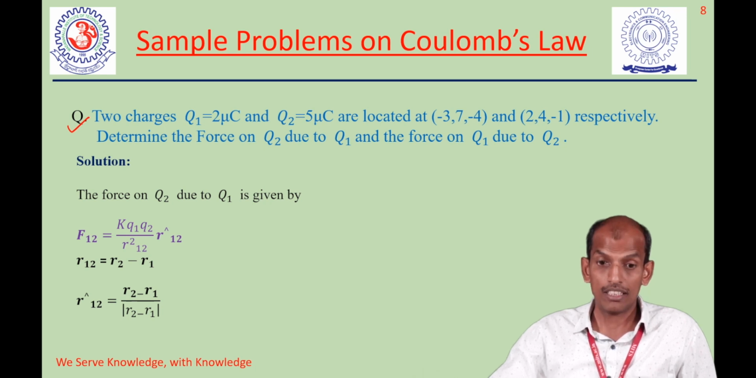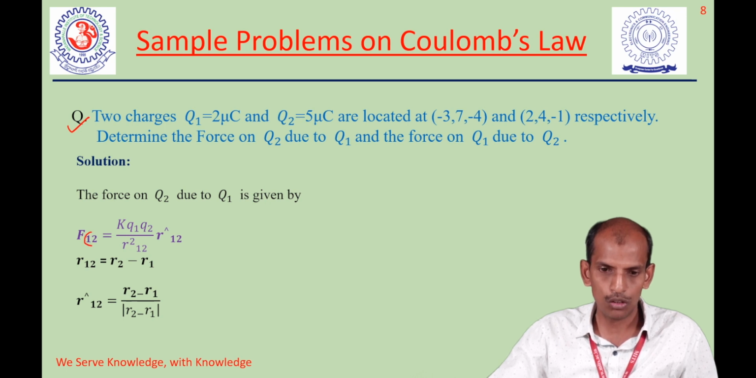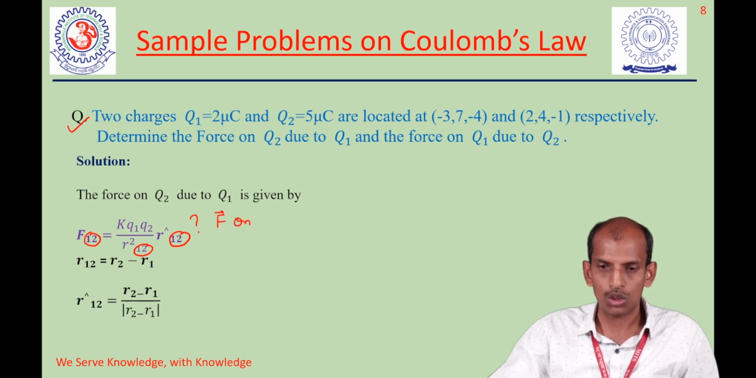But here you may be wondering why I'm writing it like this, 1, 2. Here also 1, 2. Why? What is this? What I'm writing is a nomenclature we are following. When I write 1, 2, this indicates the force on Q2, meaning charge 2, due to Q1.